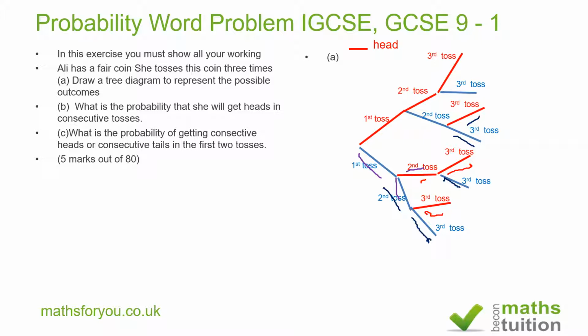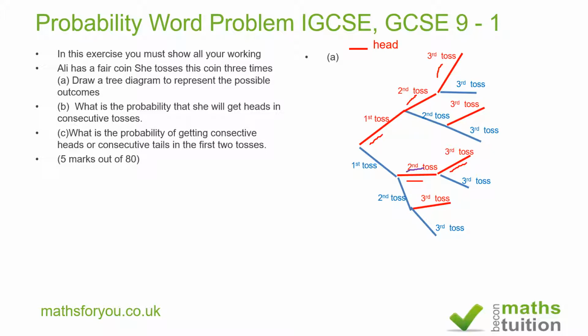All right, okay, so if we just wipe all those off. This gets messy, I think. All right, now for question B, that says what is the probability that you get heads in consecutive tosses? Okay, so now we can get heads, heads, heads, or we could get heads and heads.